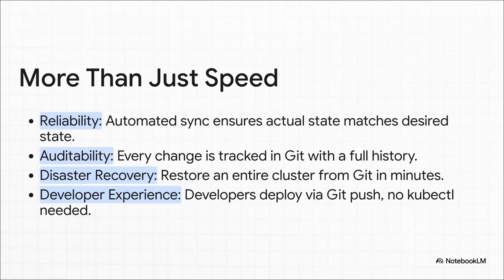But look, it's not just about speed, not even close. Your systems become rock-solid reliable because the live state is constantly being forced to match the blueprint. You get a perfect audit trail of every single change. And get this, in a true disaster, you can recreate your entire system from scratch in minutes just by pointing a new cluster at your Git repo. It even makes developers' lives easier because now they can deploy their own stuff just by doing what they already do all day, pushing code to Git.